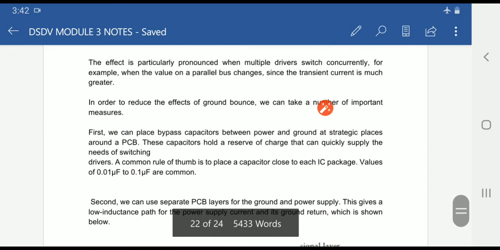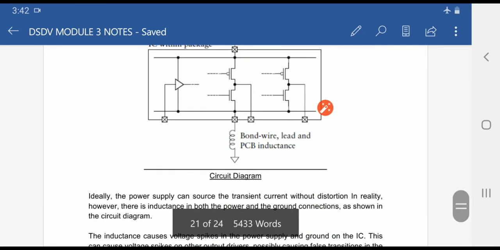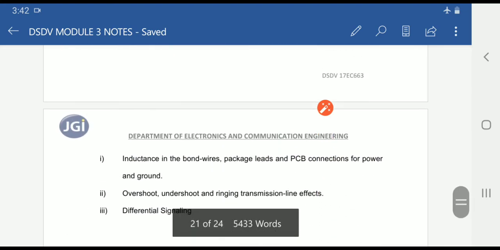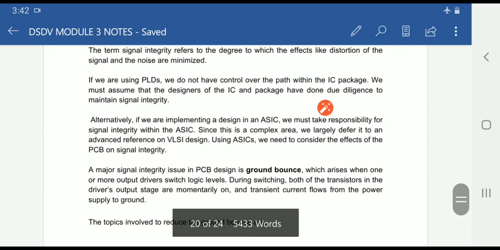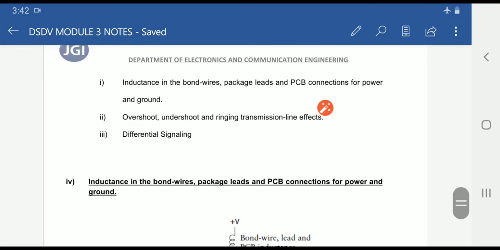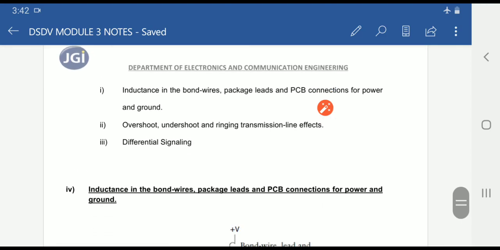So this is about how signal integrity is important to transmit the information from source to destination. A simple explanation regarding signal integrity. In the next video, we will discuss how to overcome overshoot, undershoot and ringing transmission line effects and differential signaling. Thank you.